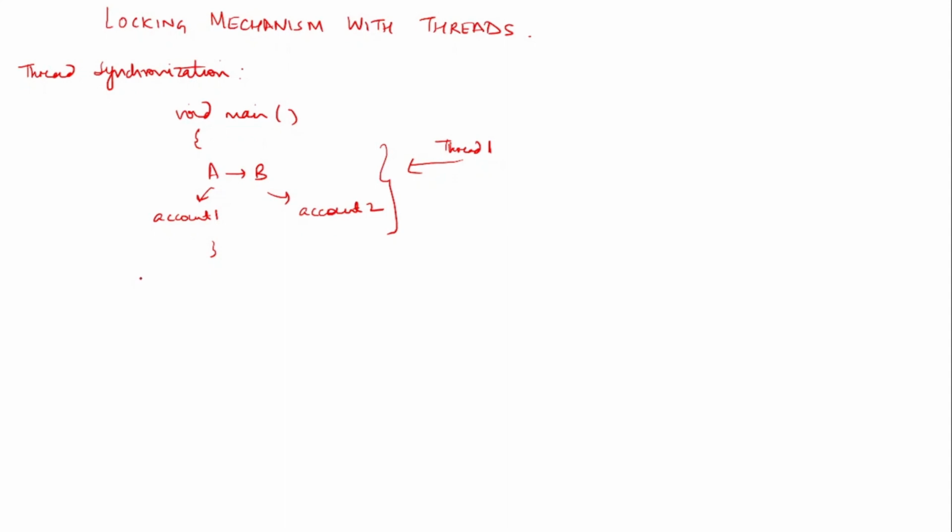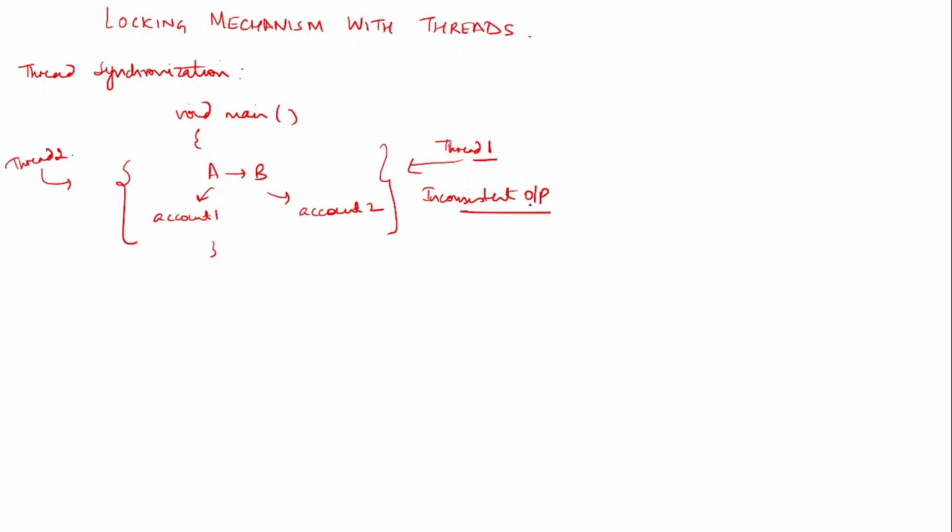Now simultaneously, another thread comes, thread 2, and it also starts executing the same piece of code. Let's suppose the transaction of thread 1 is in the middle, and at that particular point thread 2 comes and starts executing the same piece of code. So this would result in inconsistent output. The output will be inconsistent.